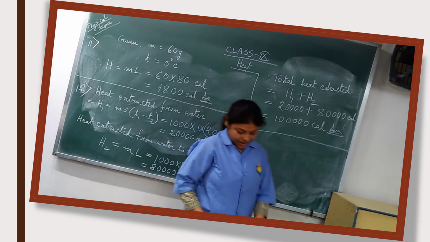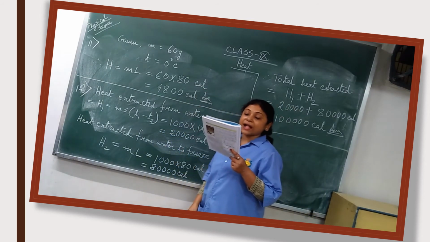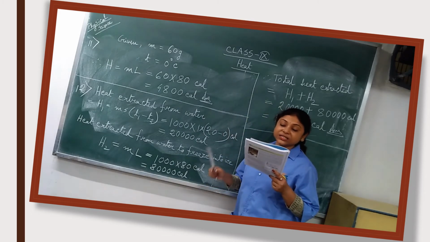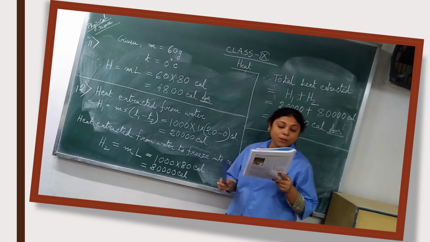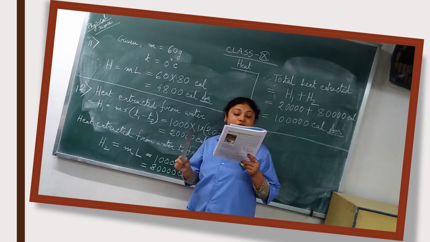Now the next sum is: a kilogram of water at 20 degrees Celsius is placed in a refrigerator. How much heat must be extracted before all the water turns to ice?